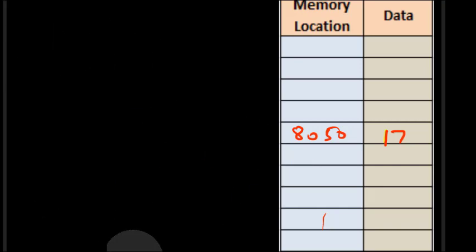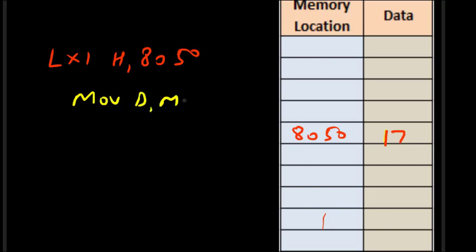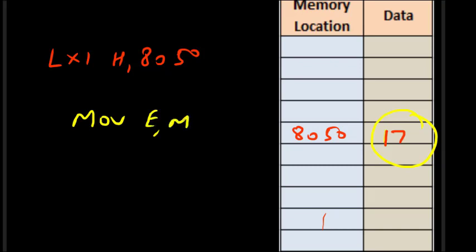Suppose this location 8050 has 17 stored in it. Now if we write the instruction MOV D, M, this instruction transfers the contents of the memory location to register D. This memory location is pointed to by the HL register pair, and it contains 17, so 17 gets stored in register D. Similarly, if we write MOV E, M, in the same way the contents of memory, pointed to by the HL register pair, are stored in register E. So E becomes 17. So that's all.